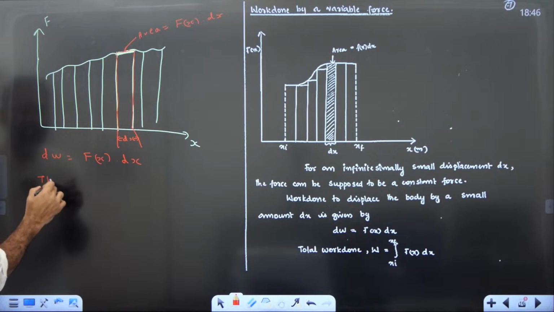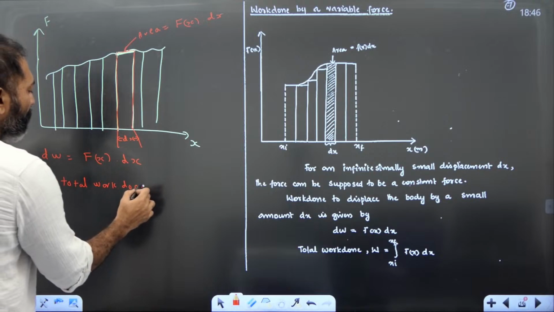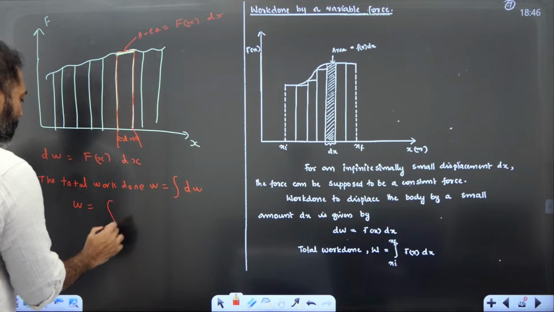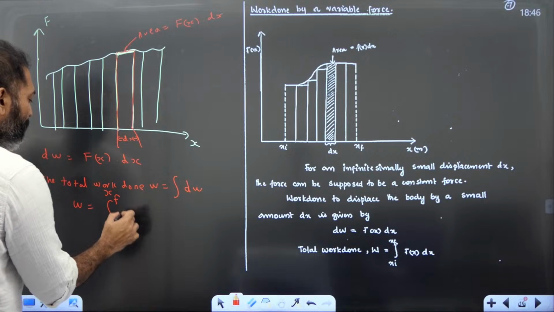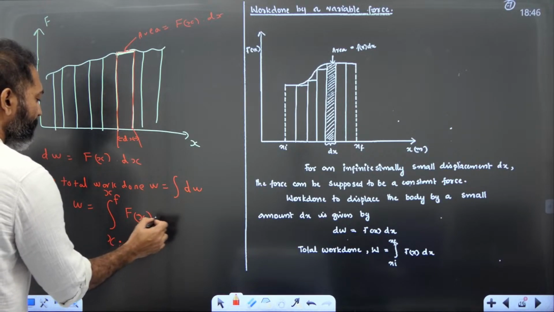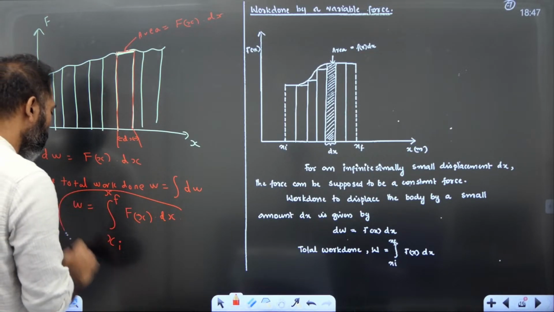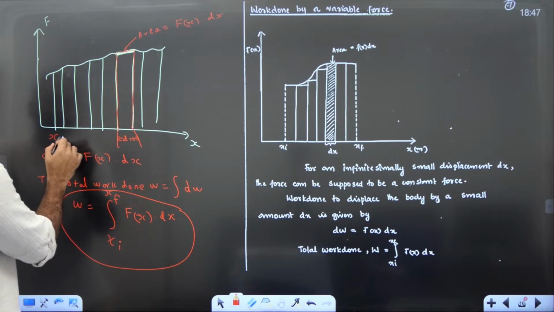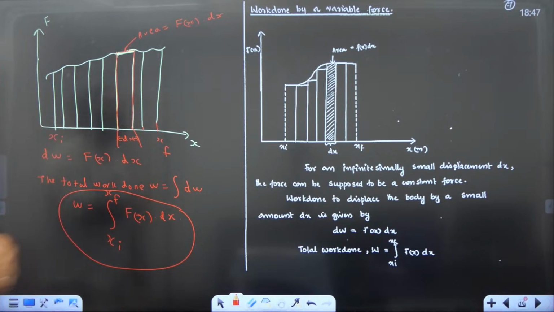Therefore, the total work done W is equal to what? Integral dw. Total work done is equal to integral from initial position xi to final position xf of f of x dx. This is the total work done. This is the work done by a variable force. What is xi? Initial position. What is xf? This is the final position xf.